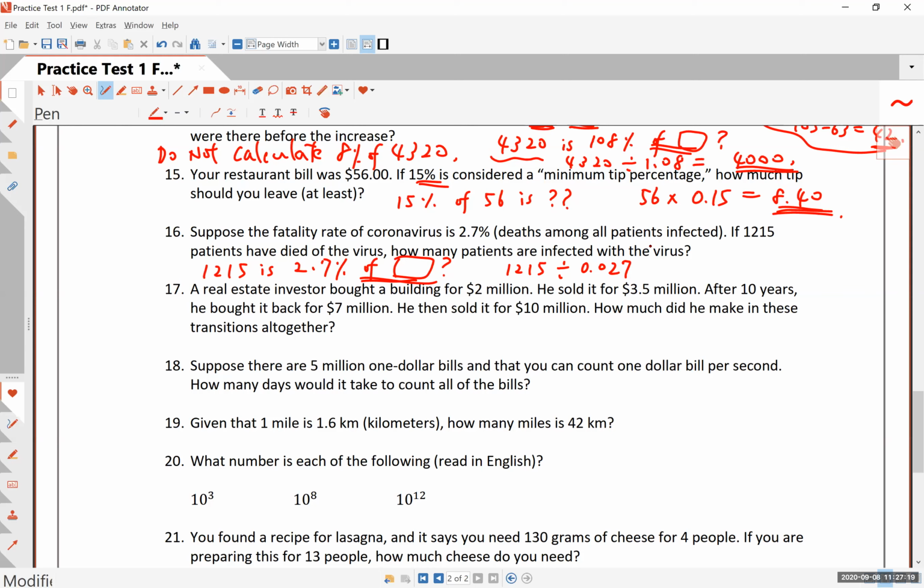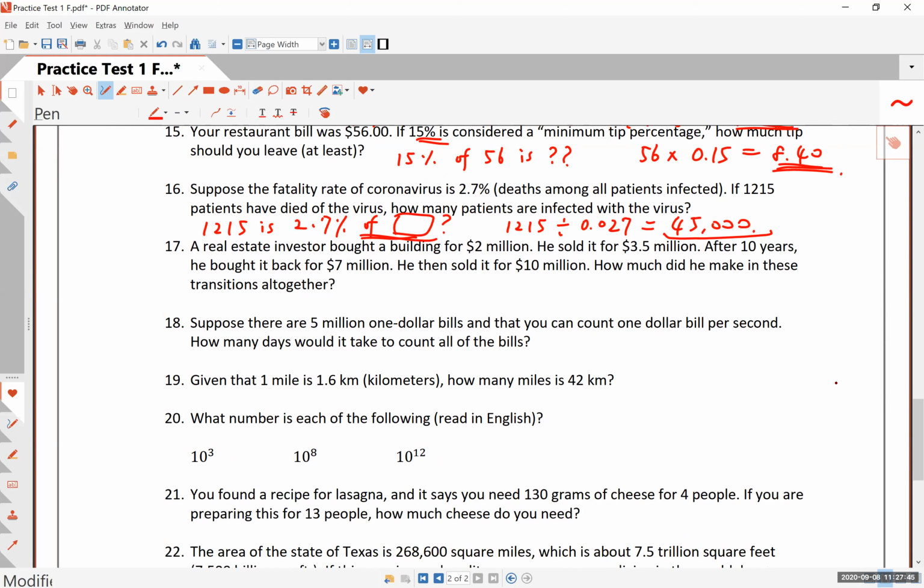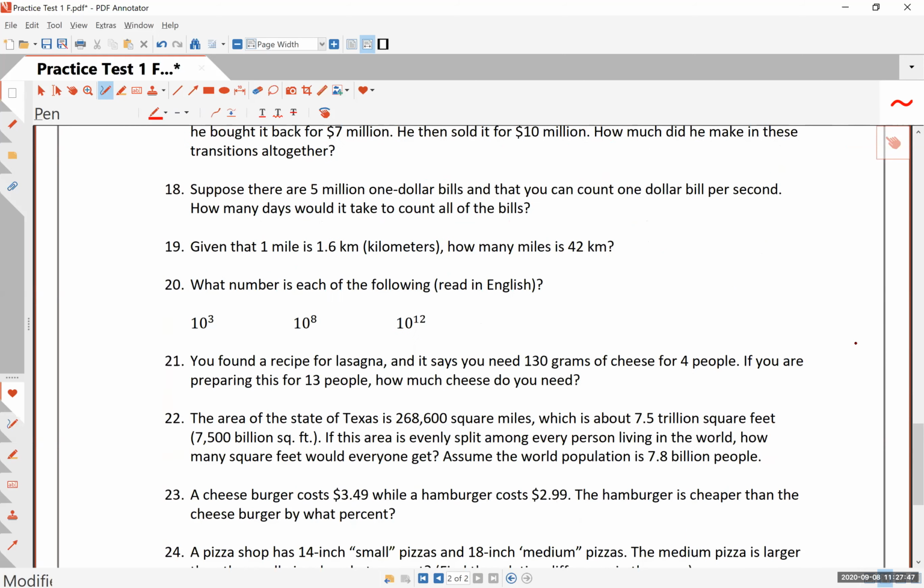So 2.7% is 0.027. And if you carry out this division, you'll find it's 45,000. And so the answer is 45,000 people are infected. And again, you can check your answer by taking this number and multiplying it by 0.027. That's 2.7%. And the answer will be 1,215. Okay, just a few more questions here.